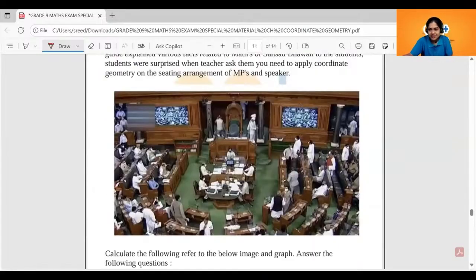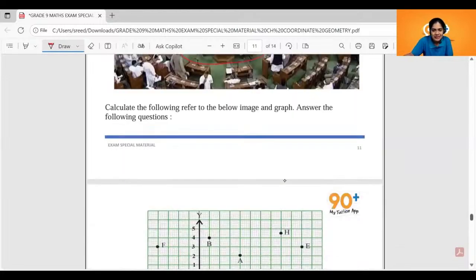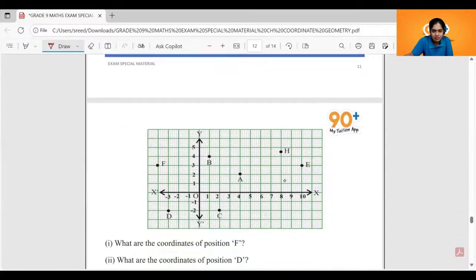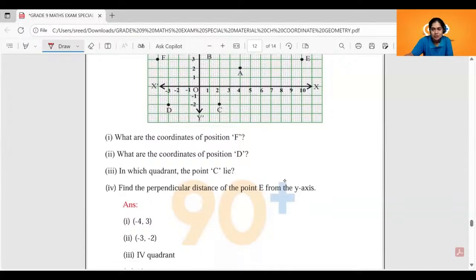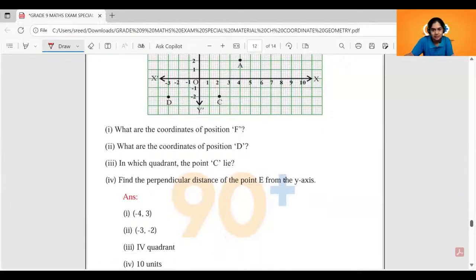See the picture. See the seating arrangement also. In the center there is something and it's arranged like this, right? The arrangement is nice, right? We have a graph also. Some points are given over there. So our questions are based on this graph only.